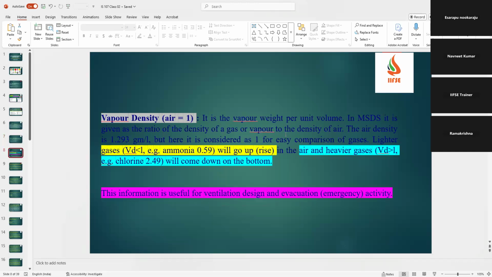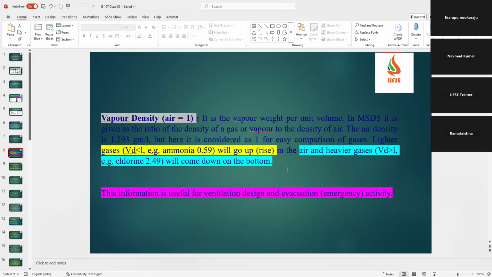Then vapor density. Specific gravity we map with the water, whereas vapor density we map with the air. When I take air as equal to 1, the vapor weight per volume, as given in the MSDS, is the ratio of the density of the gas or vapor to the density of the air. The air density is 1.29 grams per liter, but here it is considered as 1 for easy comparison.